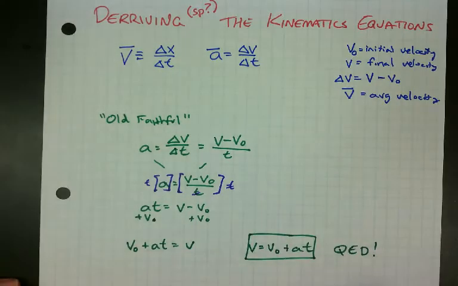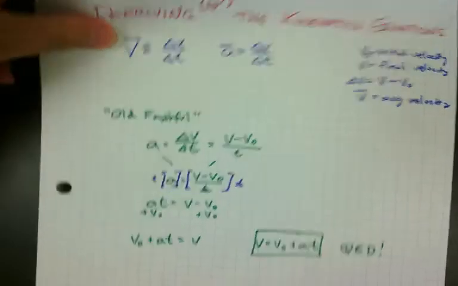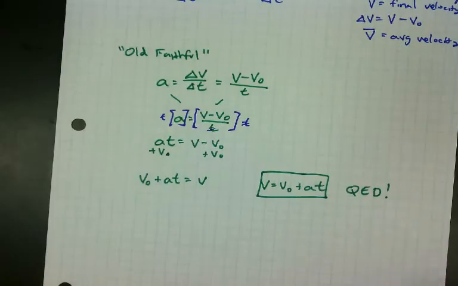I don't know if you've ever seen this term QED before, but this is the mathematical term. It stands for the Latin phrase quod erat demonstrandum, and what it means is that which was to be demonstrated. In other words, it means that I proved what I set out to prove, right? I proved where Old Faithful came from. All right. Well, the other two get a little bit more complicated.